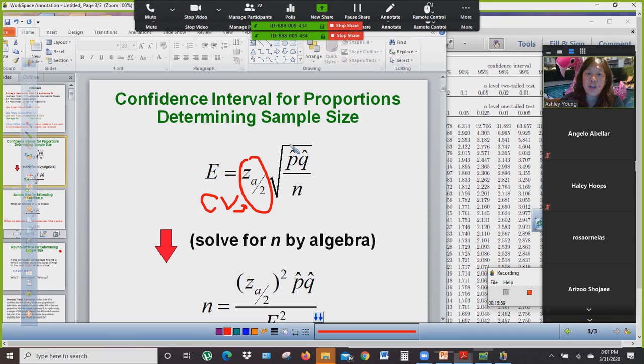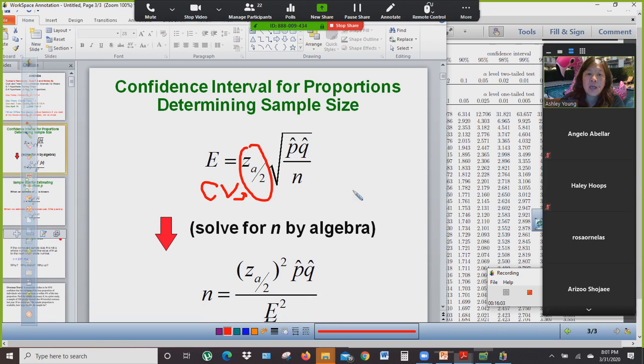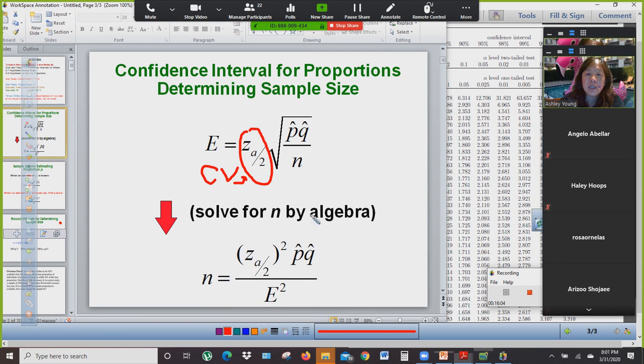That's how you find the critical value with that table, and you multiply that by, so this is the number of standard deviations you want to go, and this is a standard deviation, square root of p hat q hat over n.